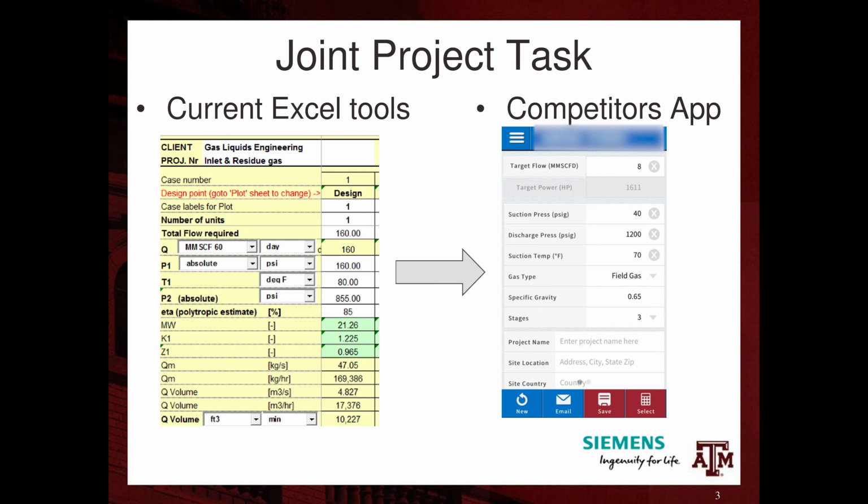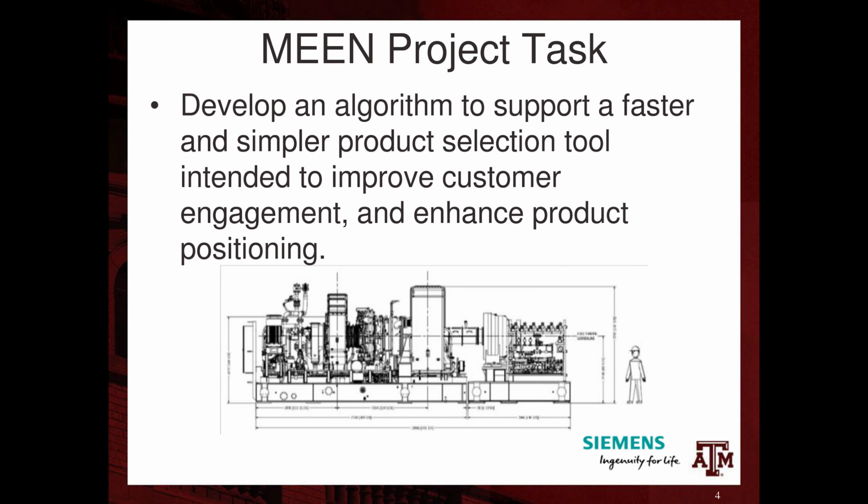This is a joint project consisting of one mechanical engineering team and one electrical engineering team. The mechanical engineering team's project task was to develop an algorithm to support a faster and simpler product selection tool, which is intended to improve customer engagement and enhance product positioning.